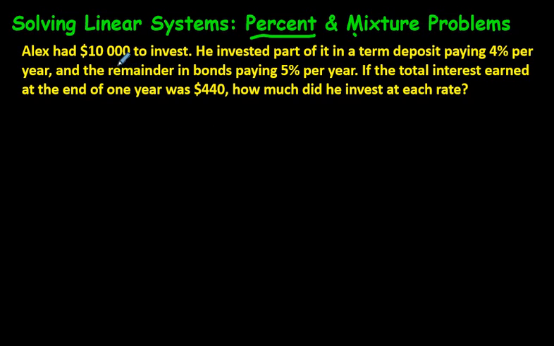He had $10,000 to invest. Very nice. He invested part of it in a term deposit paying 4% per year, and the remainder in bonds paying 5% per year. If the total interest earned at the end of 1 year was $440, how much did he invest at each rate? Okay, let's break this up because this is confusing otherwise.